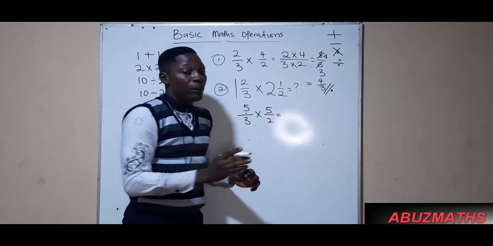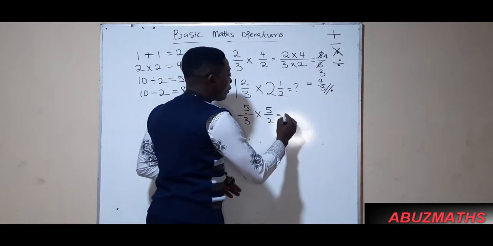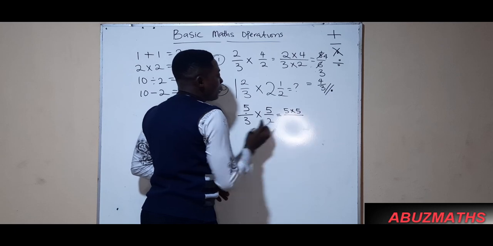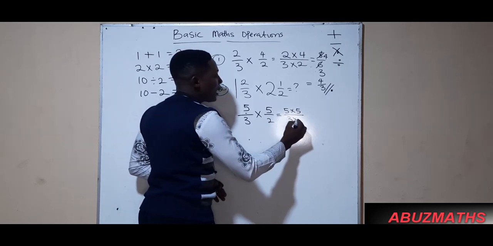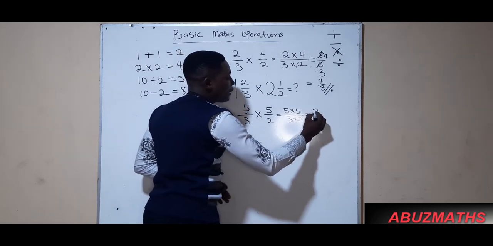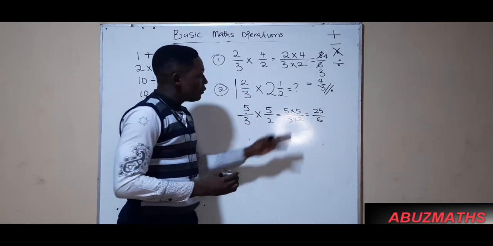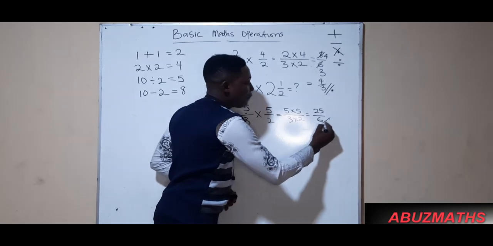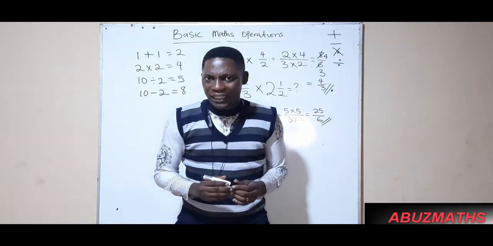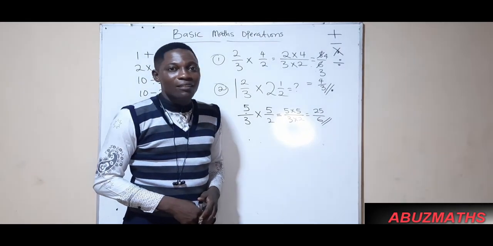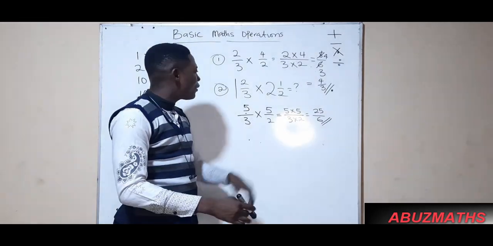Now from here you can apply your normal multiplication method. So multiply the numerators, you have 5 times 5, denominators 3 times 2. So you have 25 over 6. No common factor, and that makes this your answer. Quite simple, right? Very simple. You can do this in, let's say, very fast, 30 seconds, and you're done.